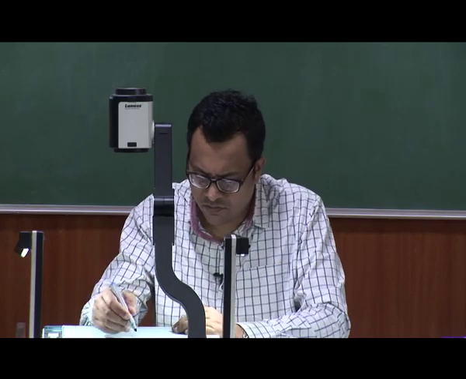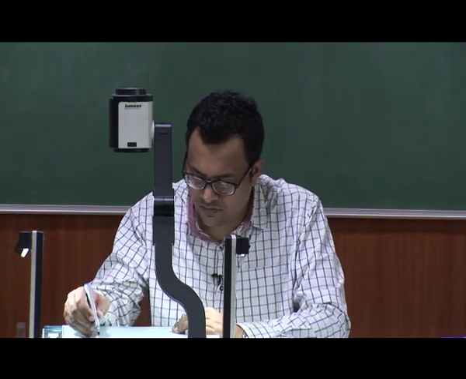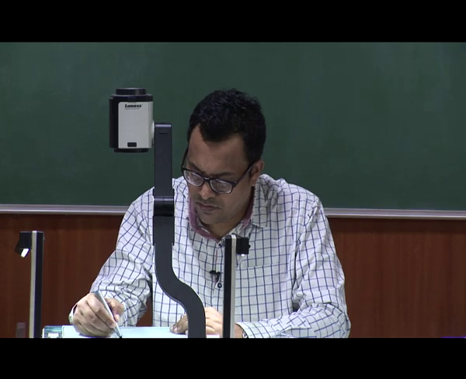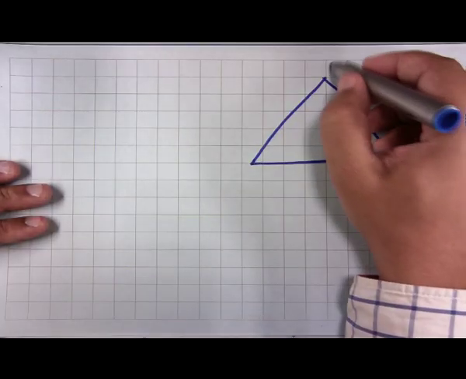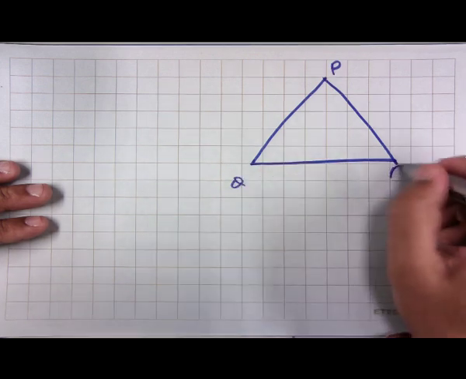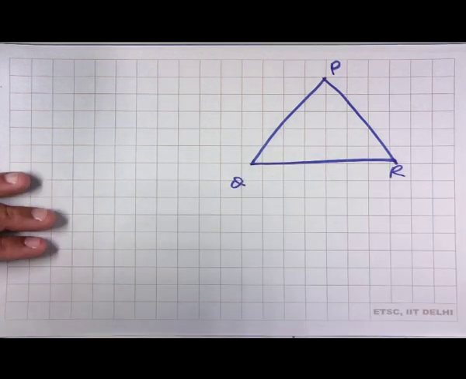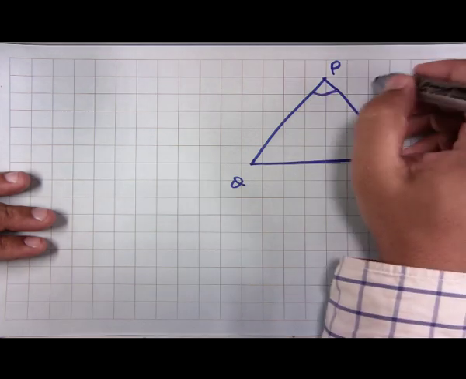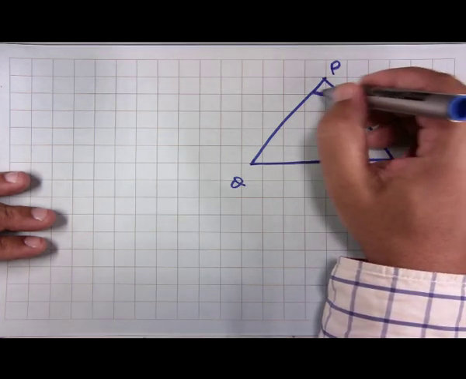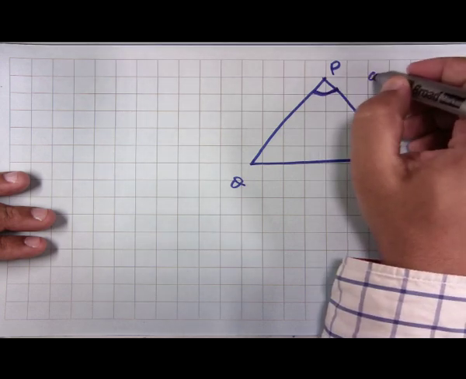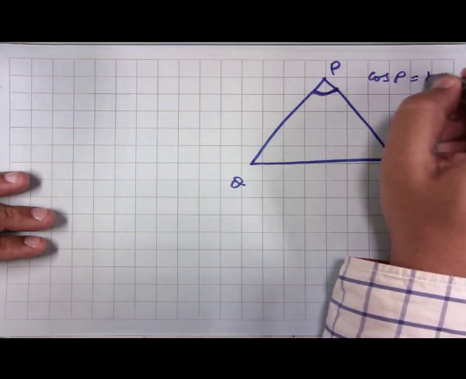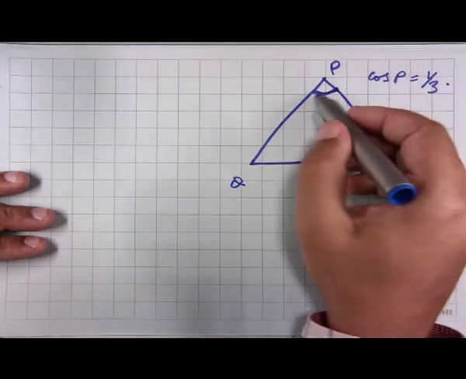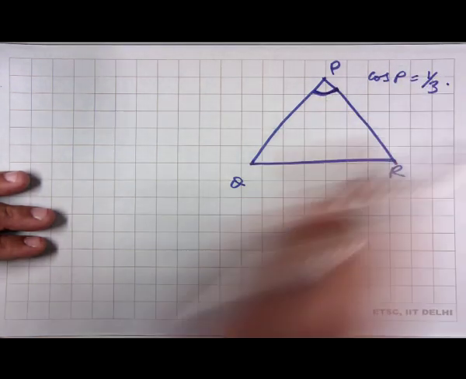For such a question it is most suited to first draw the figure. So let this be the triangle PQR, and this is the angle P, and it is given that this is the largest angle. So, cos P is 1 over 3 is also given, and this angle P is the largest of the three angles of the triangle.